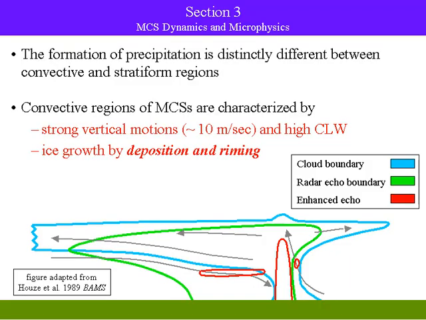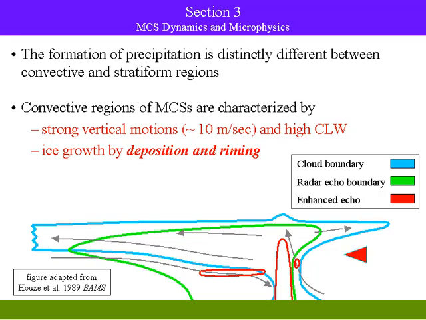It's important to remember here that the formation of precipitation is distinctly different between the convective and stratiform regions of an MCS. Below here we have a figure which is adapted from Houze et al., BAMS from 1989, and we're looking at an east-west cross-section of an MCS. We're looking at it from the south.